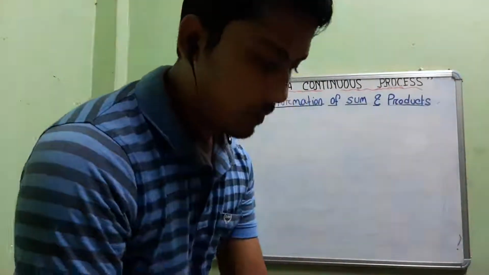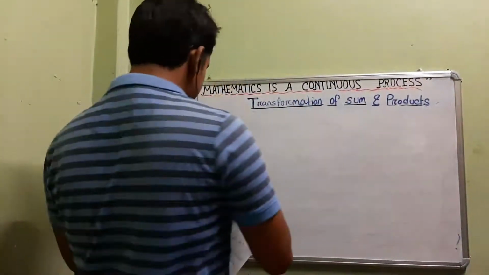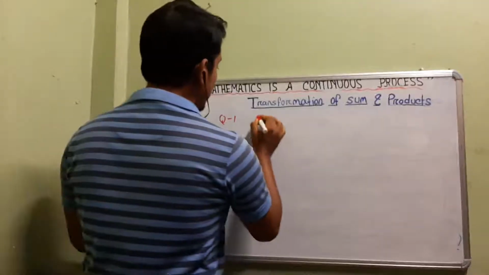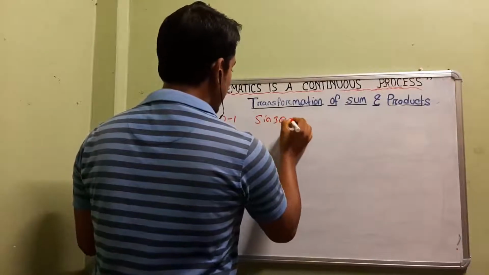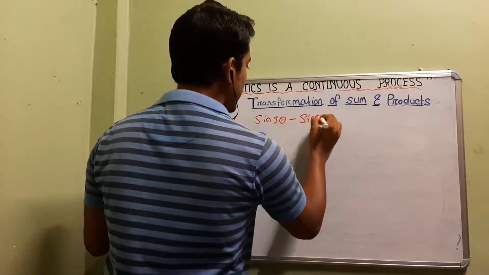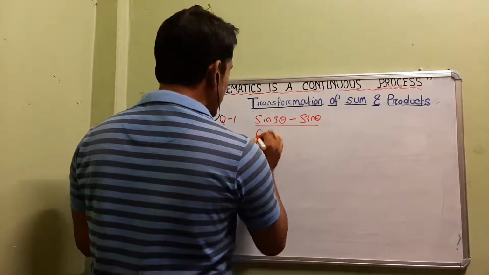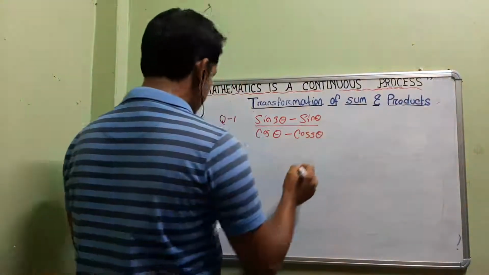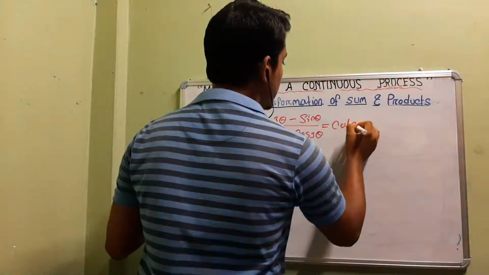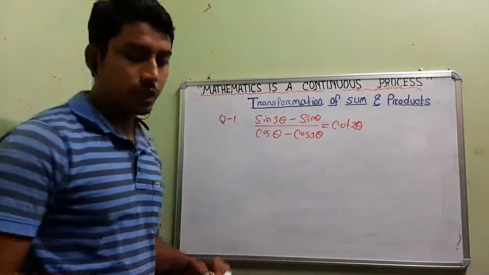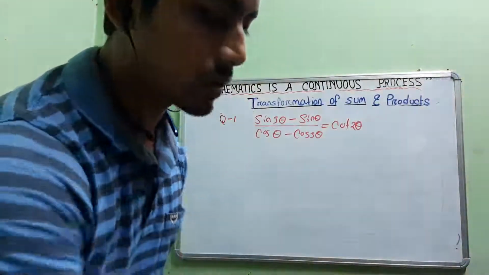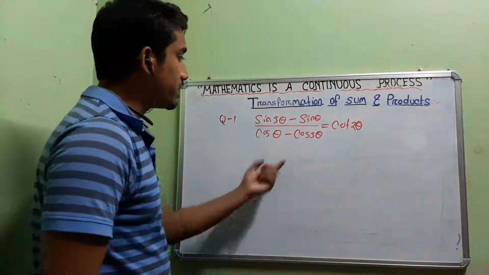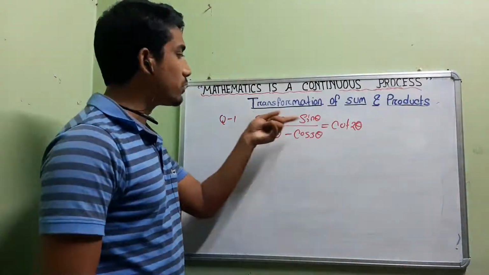So the first problem of today's topic is very important. The first question is: sin 3 theta minus sin theta divided by cos theta minus cos 3 theta is equal to cot 2 theta. We are supposed to prove this. So we'll obviously go by the left hand side, as much more information is there and we know the formulas as well.